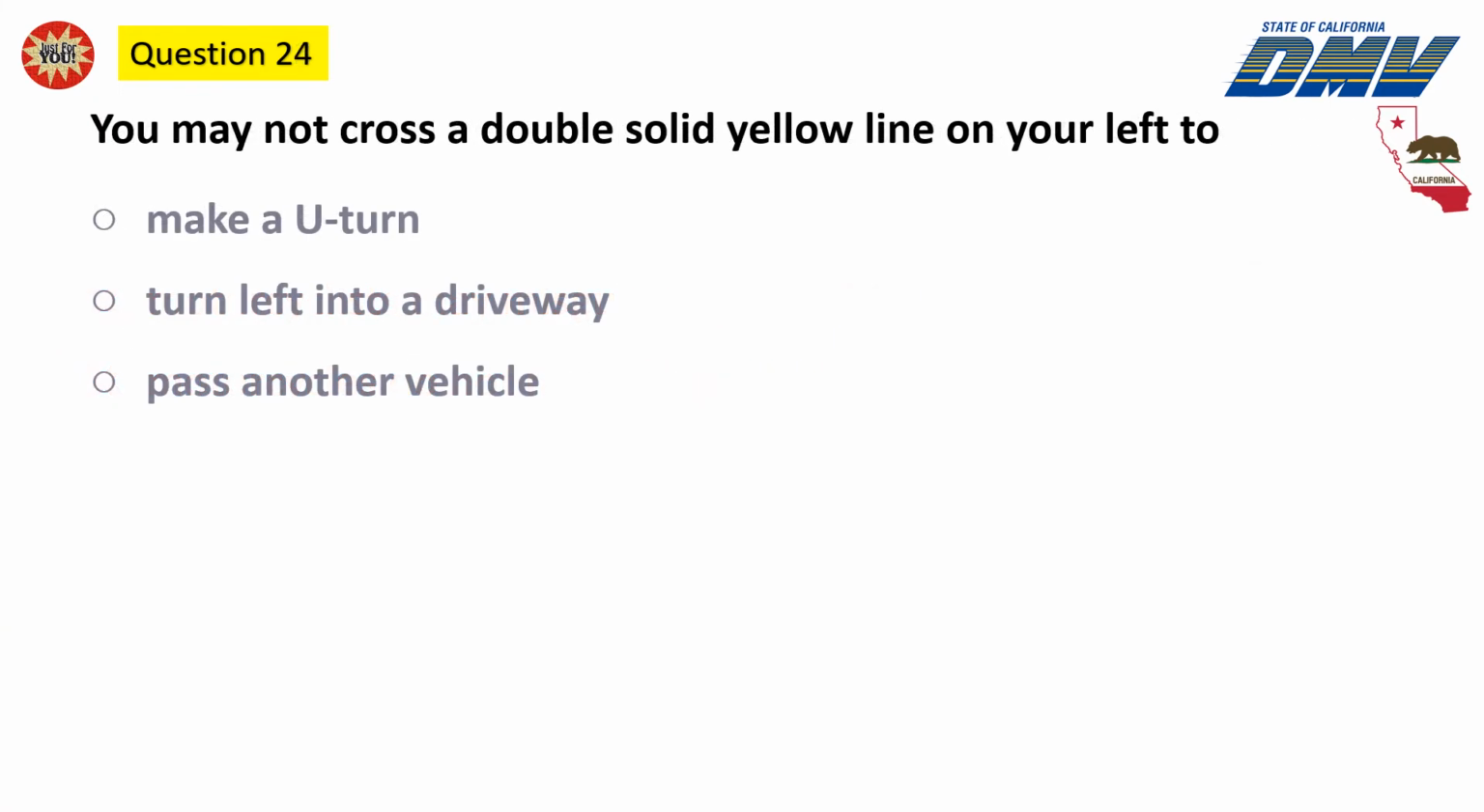Question 24. You may not cross a double solid yellow line on your left to make a U-turn. Turn left into a driveway. Pass another vehicle.